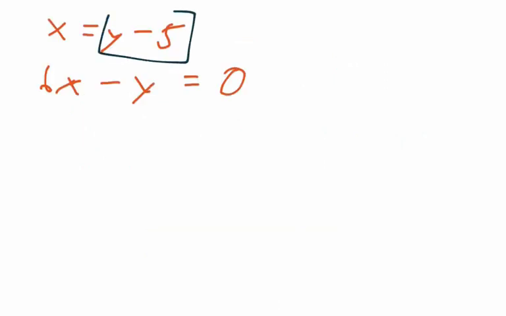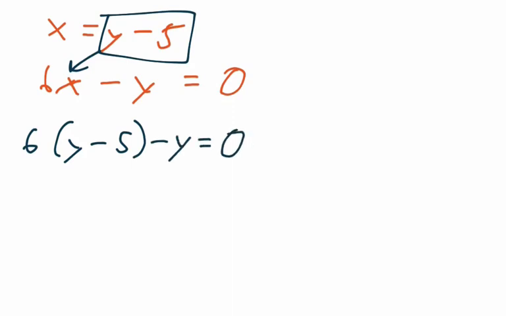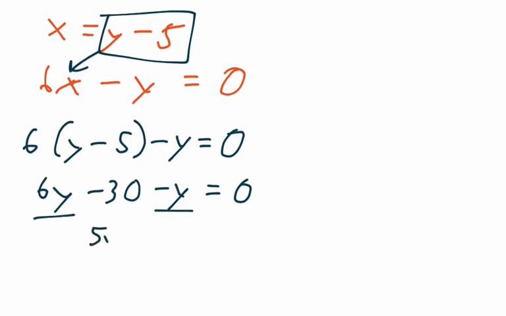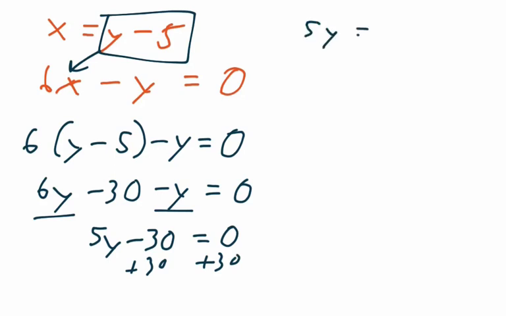Okay, for problem number 2, this time I have x equals, so I'm going to put y minus 5 into that. So I got 6 times y minus 5 minus y equals 0. Distribute, and we get 6y minus 30 minus y equals 0. 6y minus y is 5y. Add the 30 to the other side. 5y is equal to 30, which means that y is equal to 6.